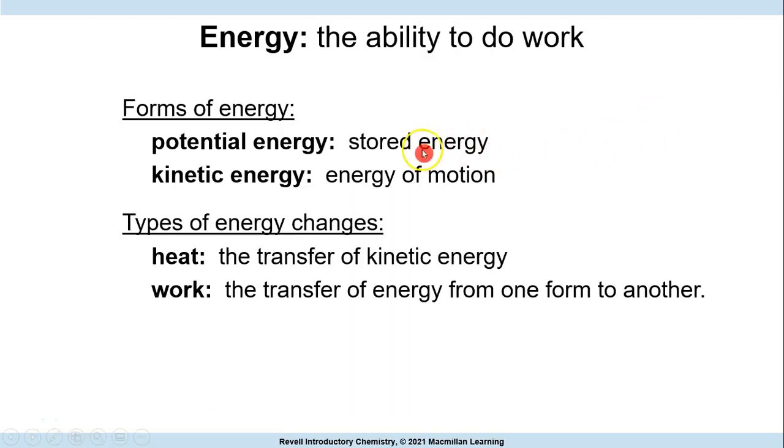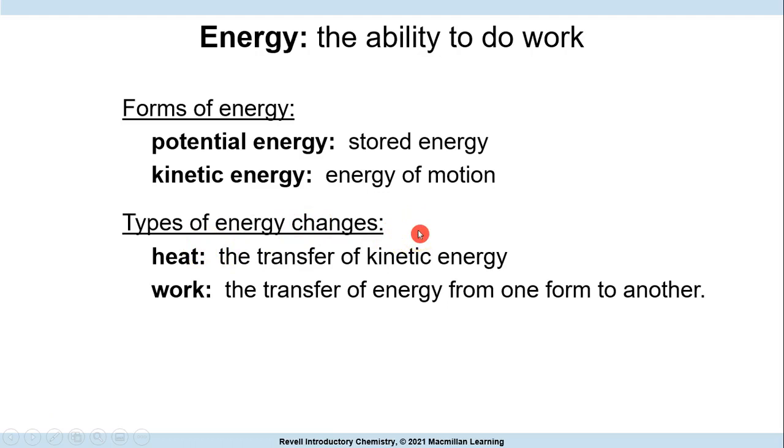So, we are going to define what energy is, and energy can be defined as the ability to do work. There are two forms of energy that we'll be looking at here. We'll look at potential energy, which is the energy that is stored, and kinetic energy, which is energy of motion.